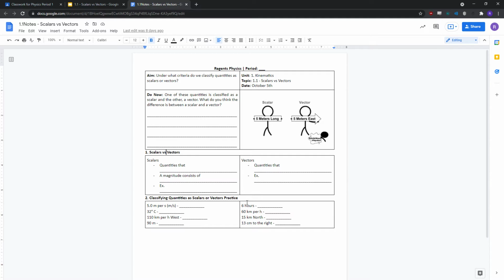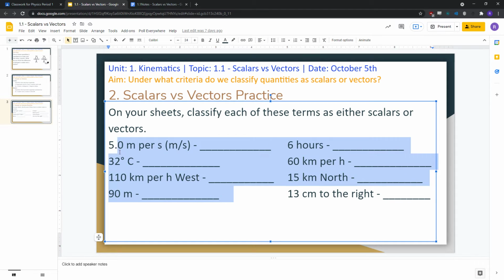Now, if you're watching this video, you're going to fill out number 2. You're going to fill in these quantities as either scalars or vectors. I'll do this one for you. 5 meters per second. Is that a scalar or a vector? Well, first off, you don't have a direction. You just have a number and a unit. So meters per second would be a scalar.